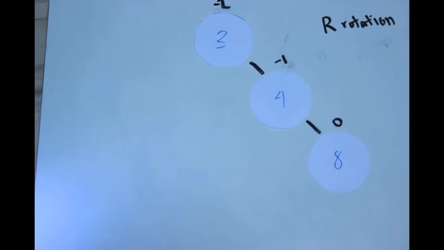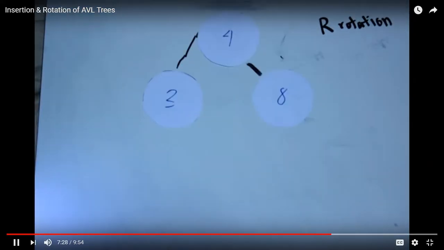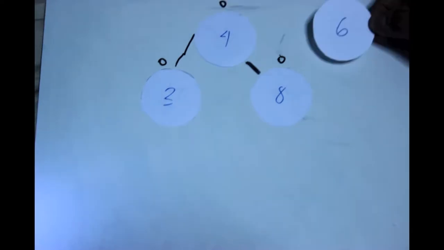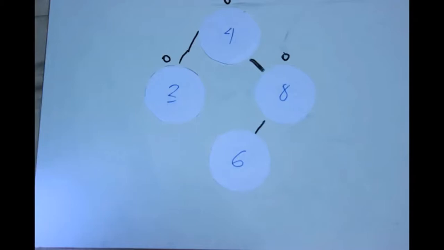Since the balance factor of 3 is negative 2 and the balance factor of 4 is negative 1, we perform right rotation. Again, we check the balance factors. Now all the balance factors are equal to 0, indicating that it is balanced. Now we insert 6. Since 6 is greater than 4 but less than 8, we put it on the left subtree of node 8.